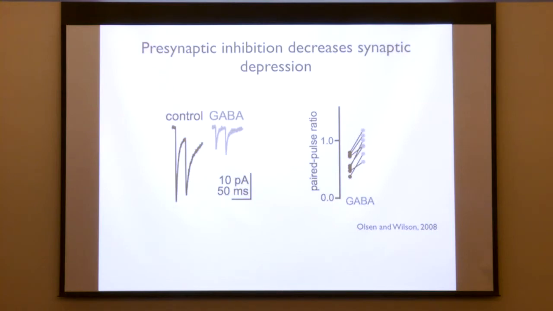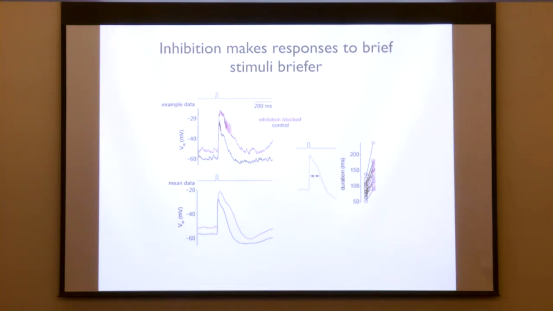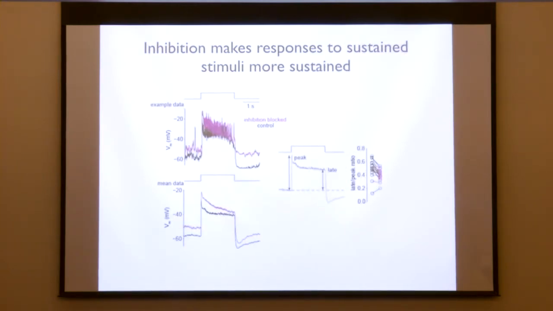So given this, we wondered whether inhibition was playing a role in shaping transmission at this synapse. To ask what it was doing, we simply blocked all inhibition pharmacologically and looked at what happened to the odor responses. So we saw two things. One is that the response to a brief pulse became much more prolonged. And so that means that inhibition is somehow keeping responses to brief pulses brief. However, in response to a long stimulus, normally you get this nice persistent response, but in the absence of inhibition, that response runs down over time. So inhibition is also somehow making responses to sustained stimuli more sustained.